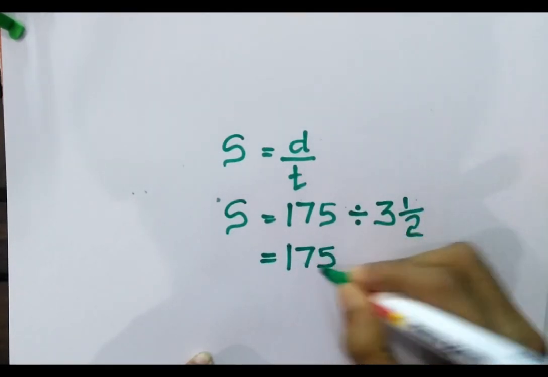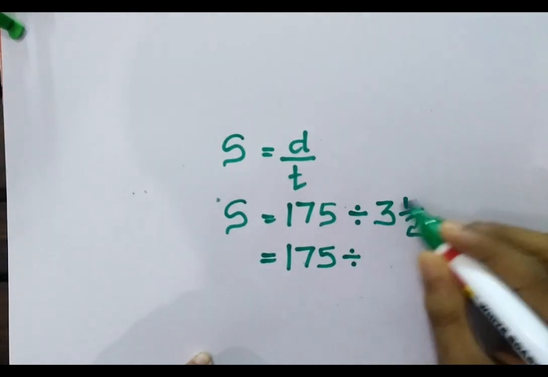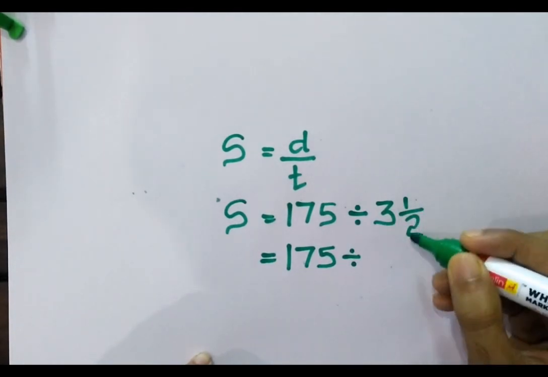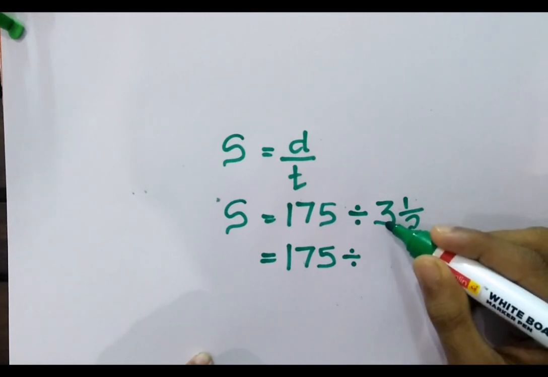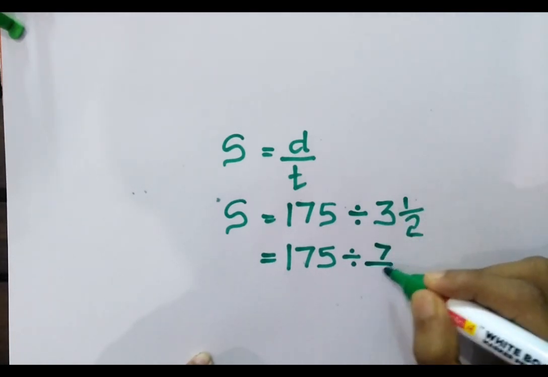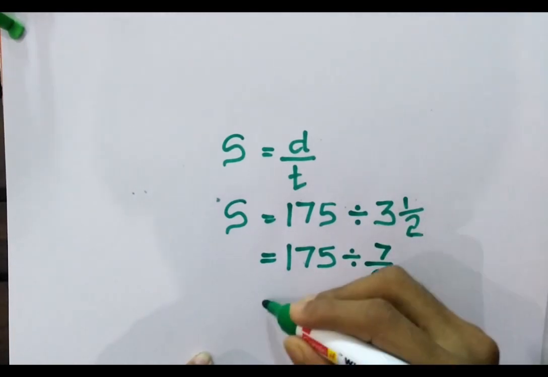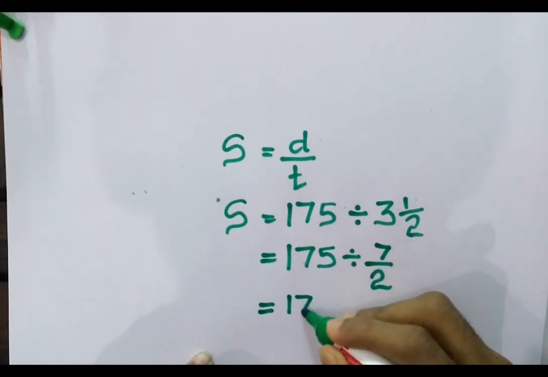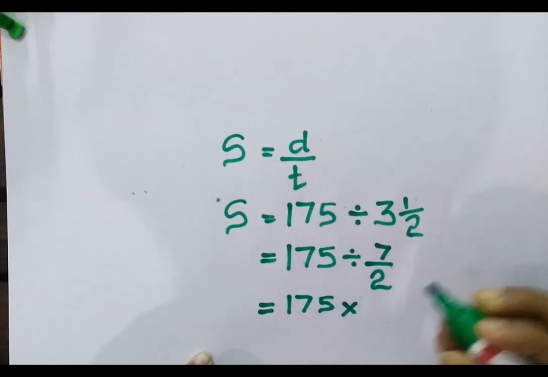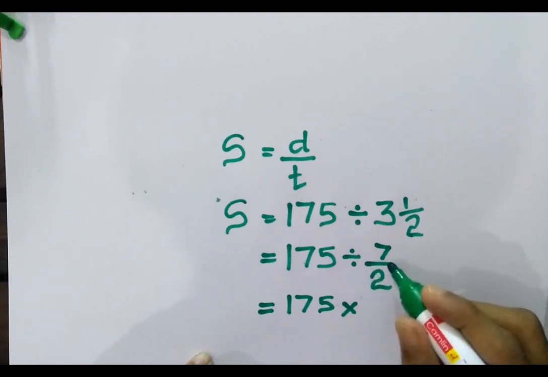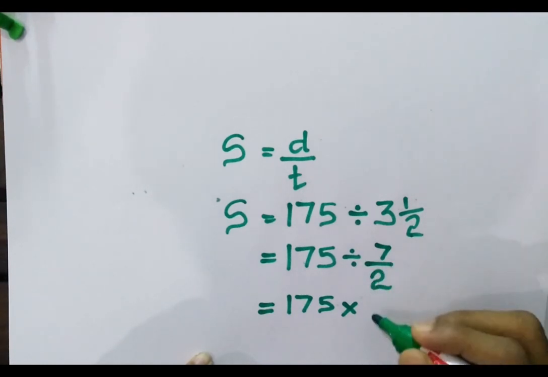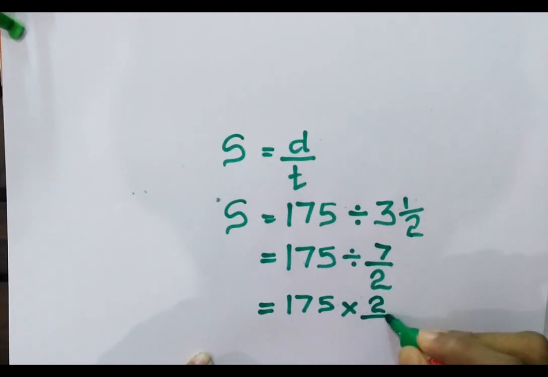Now how to solve this? 175, it's in kilometers, no issues with that, divided by 3.5. We can convert this into an improper fraction. How? 2 3s are 6, plus 1, 7 over 2. Okay, fine. Now we can simplify this easily. 175 into, we'll take the reciprocal. We can't divide this directly. It's better to convert this into multiplication, and we'll take the reciprocal of this, so 2 over 7.